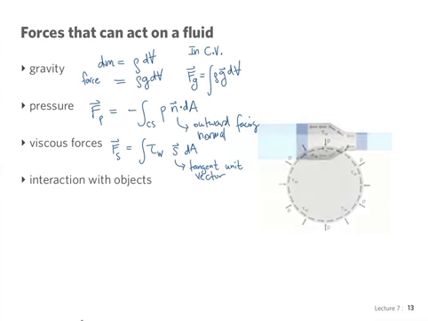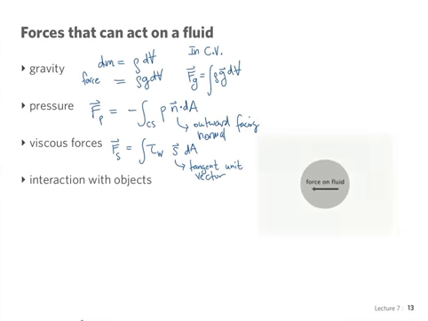And finally, we could have interaction with objects. Objects that are submerged in the fluid will act by pressure and shear, and there will be a total force that we can usually calculate, for example, in this case, due to that pipe contraction. Any object that is in contact with the fluid will, of course, cause a force.